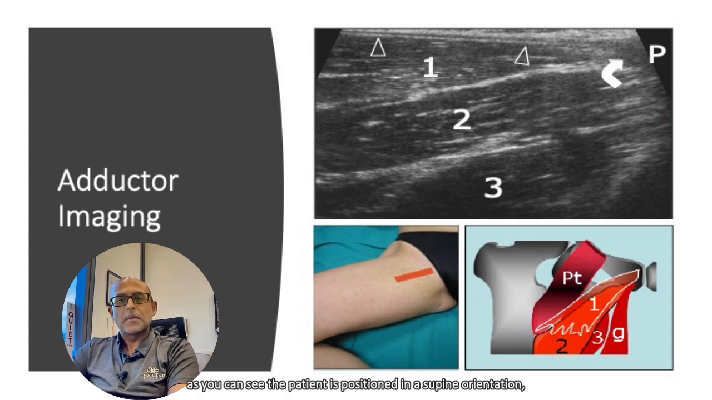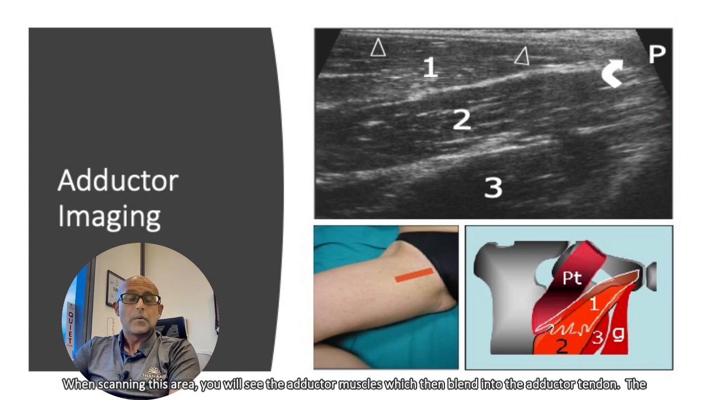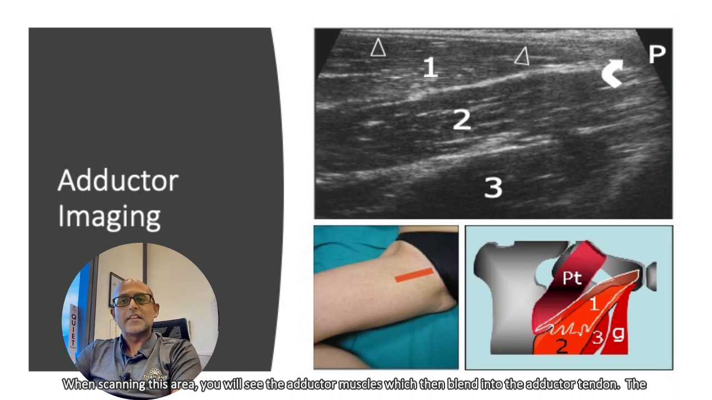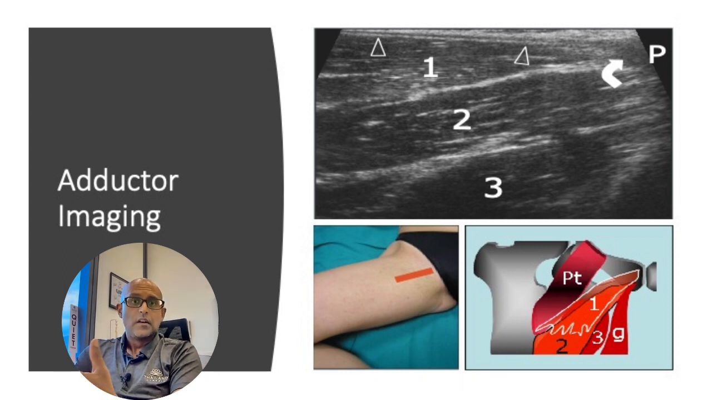As you can see, the patient is positioned in a supine orientation with the inner aspect of the thigh exposed. When scanning this area, you will see the adductor muscles, which then blend into the adductor tendons. The order of the adductor muscles are the adductor longus, the adductor brevis, and then finally the adductor magnus.